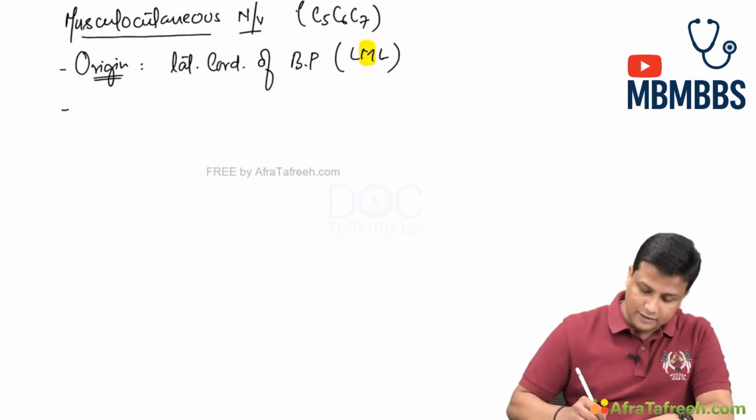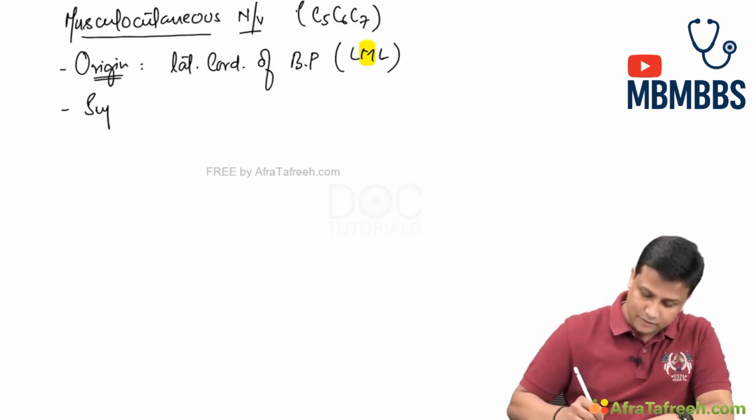Now, after writing the origin, the next thing to write down here is the supply. Musculocutaneous nerve will be supplying to what?